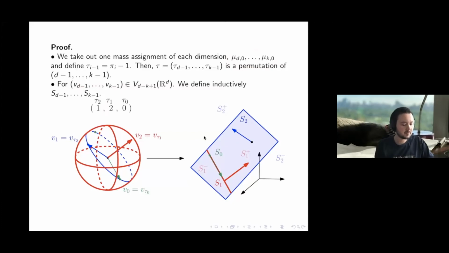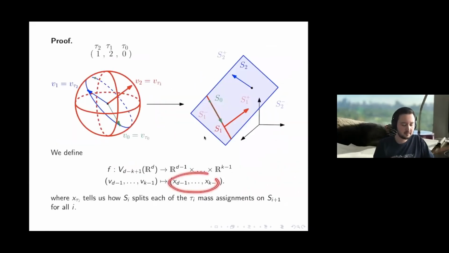Okay? And then I have to construct a function that tells me how I am splitting the rest of the measures, or the rest of the mass assignments. And those are going to be the vectors here. So x_{tau_i} tells me how S_i splits the tau_i mass assignments. That's basically doing something similar to what we were doing in the proof of the Ham Sandwich theorem, where you would say, for example, for this plane, for each of the measures that are left, in this case I'll have just one measure left, I'll just check mu of this minus mu of this. And this will be the entry in the R^1 spot. And so you have to be very careful about things lining up with the indices.